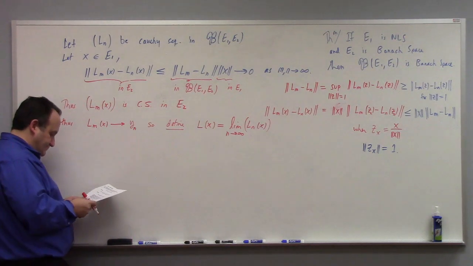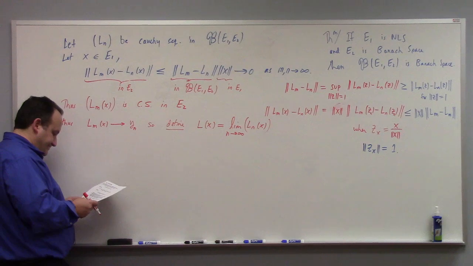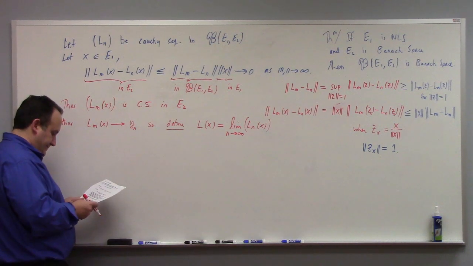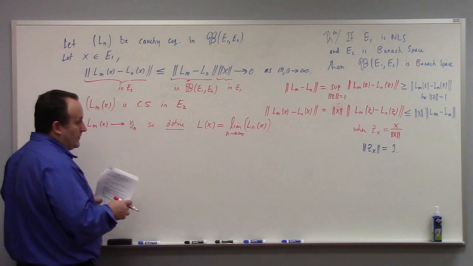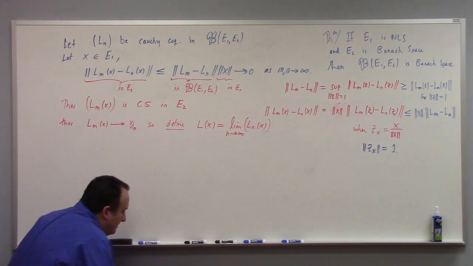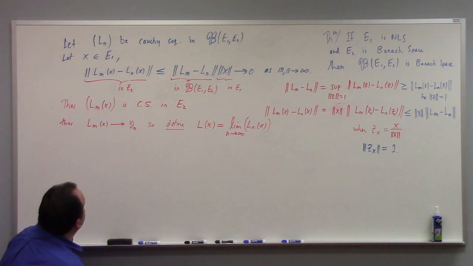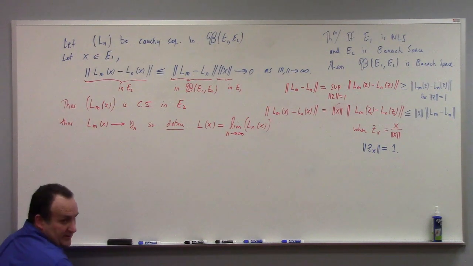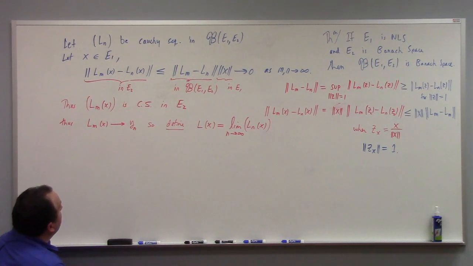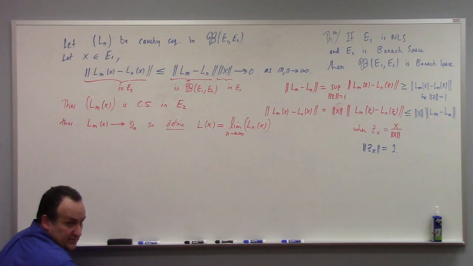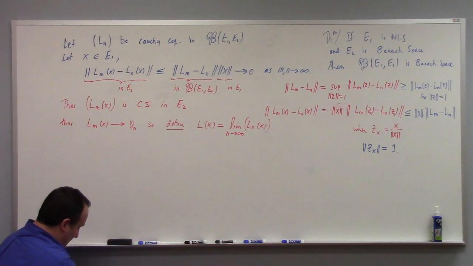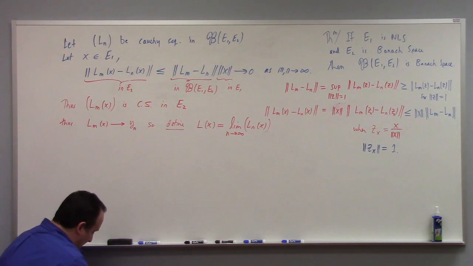Then what do you need to show? So we started with a Cauchy sequence in the bounded linear maps from E1 to E2, right? We want to show that the limit of that sequence exists in the bounded linear maps from E1 to E2, right? So the calculation he gives is, here's the main one.